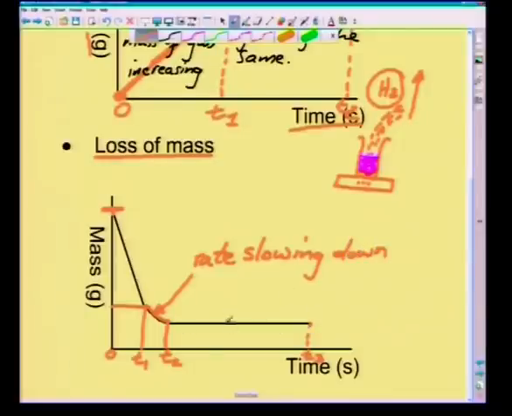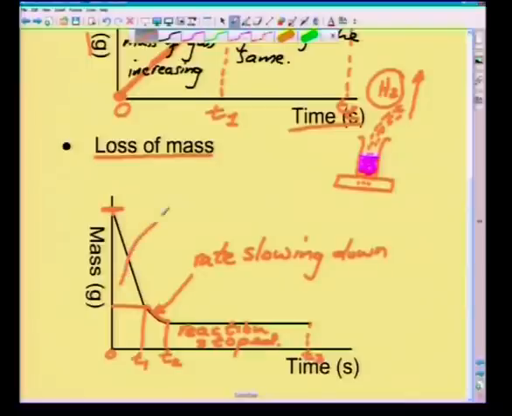And like in the previous one, between T2 and T3, we have got a reaction that has stopped happening. Reaction stopped.